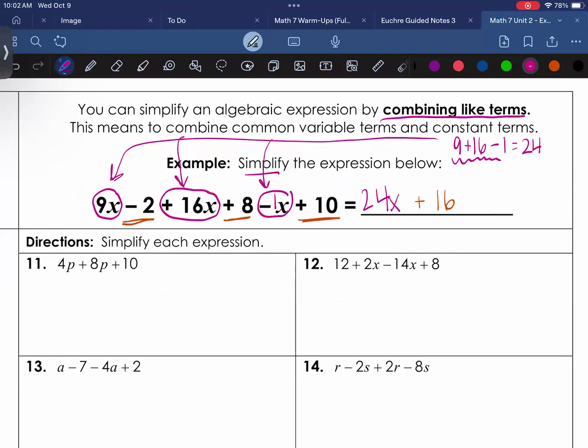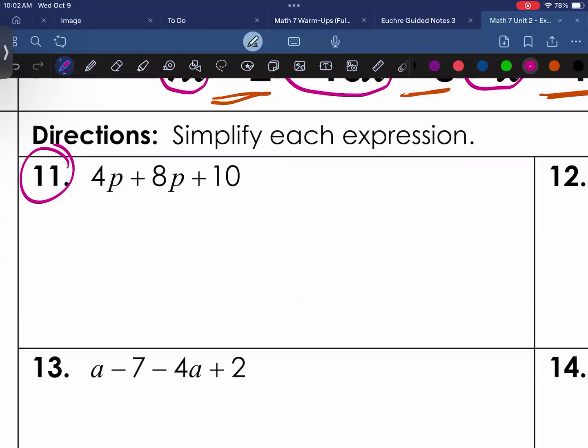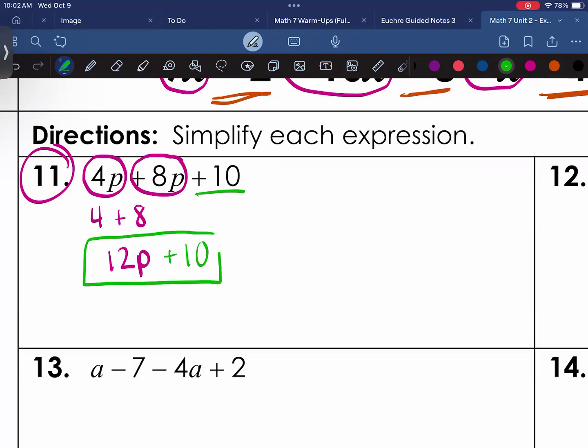All right, we're going to start off with an easier one. Go ahead and try number 11 here. Pause the video. All right, you should have paused the video and tried number 11. Let's go through it. So go ahead and circle your like terms. So I'm going to start with the variable terms of p. So I have a positive 4p plus 8p. So I add together those coefficients. 4 plus 8 is 12. Don't forget the p. Okay, that part doesn't change. And then 10 is my only constant, nothing else to combine it with. So plus 10. That is your answer. So that is a simplified expression.